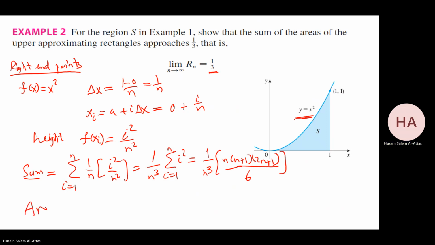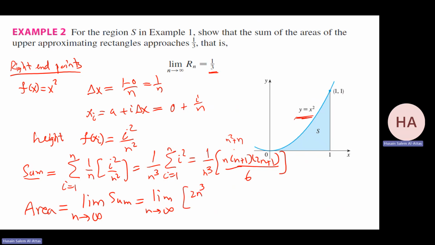The area will be the limit as n goes to infinity of this sum. And it will be the limit as n goes to infinity of this one. Remember these things. This is n squared plus n, so I have 2n cubed. Correct? 2n cubed plus 2n squared plus 3n squared plus n over 6n cubed. So it's the same degree, so I just divide the coefficients. That will be 2 over 6, which is 1 over 3, which is the area I'm looking for.